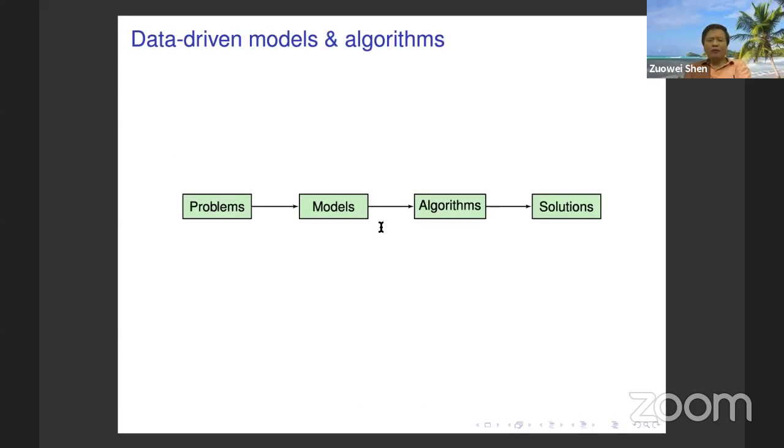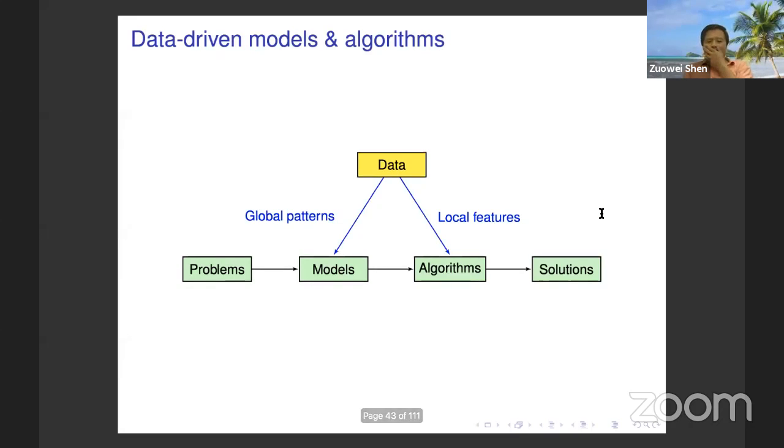So what do people normally do? People normally have a problem, either deblurring or whatever real life problem we have. First we try to find a model. Based on the model, people normally develop algorithms. Then the algorithm leads to solutions. Now you have data.